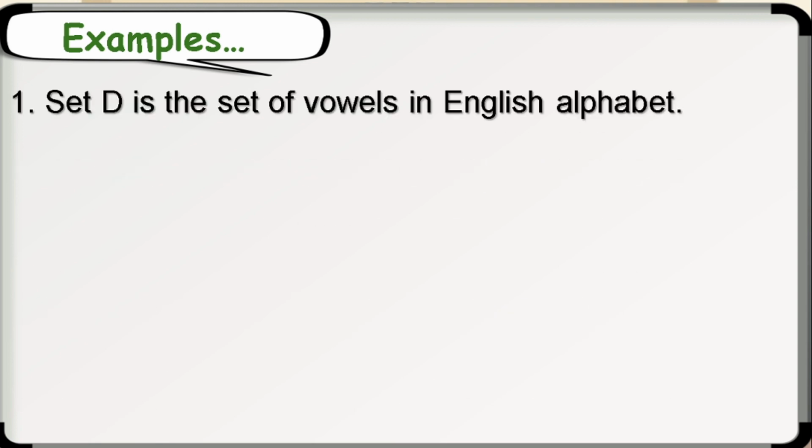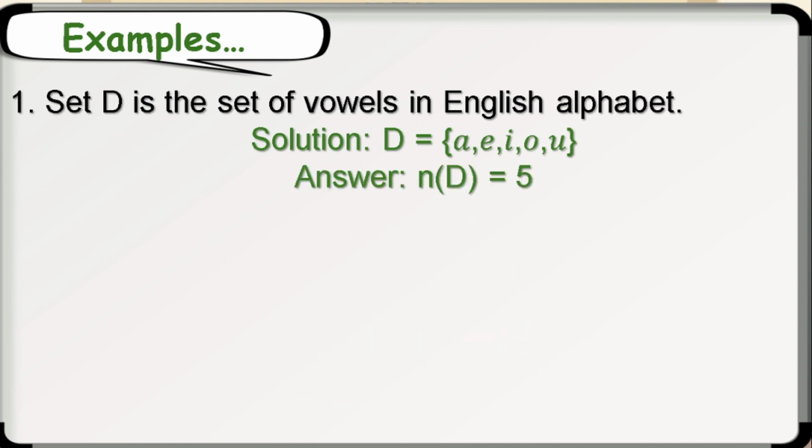Number 1, set D is the set of vowels in the English alphabet. So if we are going to list the elements of that set, we have D = {A, E, I, O, U}. Therefore, the cardinality of set D is 5.